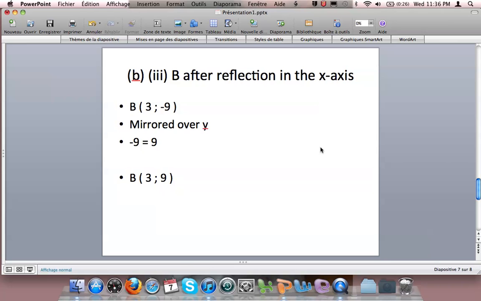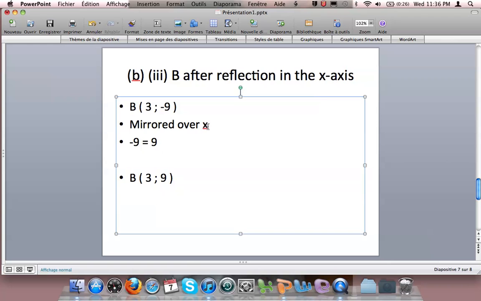Alright, then B3i is B after reflection in the x-axis, so that's the first part of the question. It's the same thing we just did. So B got (3, minus 9), so it mirrors over x, sorry, I made a mistake there, over x. So minus 9 becomes 9.